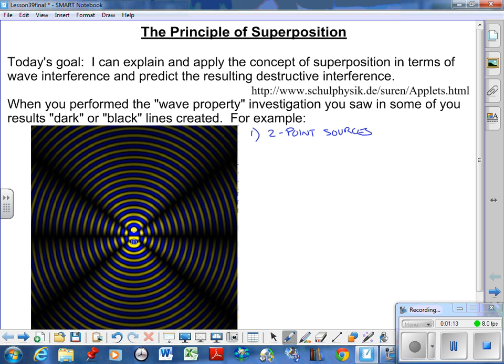And if this was a tub or a pool, what I'm interested in most is this region right here or this region right here. What is this? We know from the applet that the blue lines are crests, yellow are troughs, or whichever you want to go with. What are those black spider-like regions there? Well, what they are are points of destructive interference.